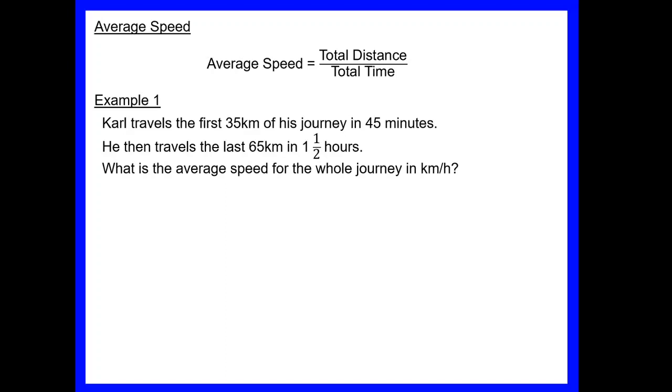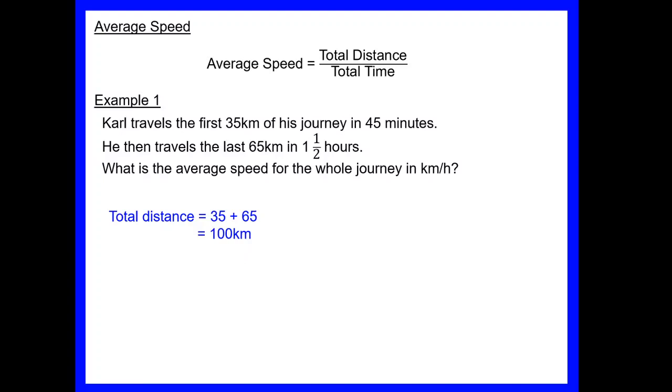So, an example then. A car travels the first 35 kilometres of its journey in 45 minutes. It then travels the last 65 kilometres in 1.5 hours. What's the average speed for the whole journey in kilometres per hour? First of all, we need to find the total distance. He did 35 kilometres to start with, followed by 65 kilometres. So that gives us 100 kilometres.